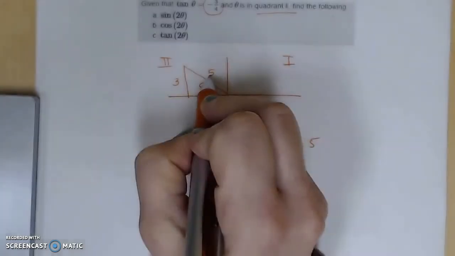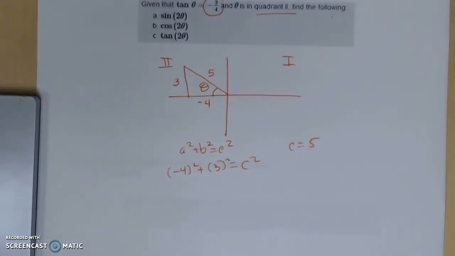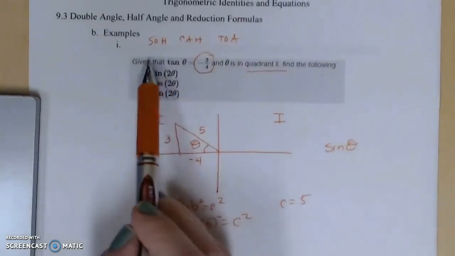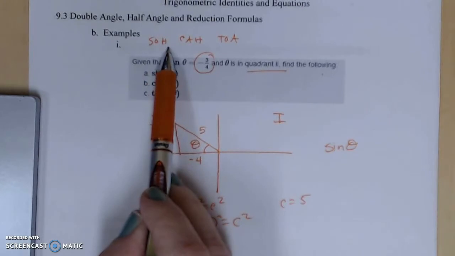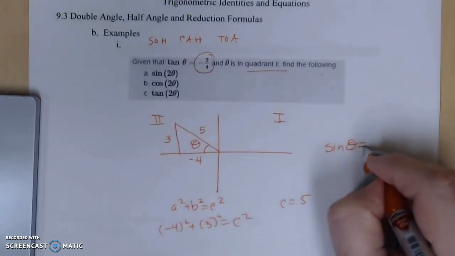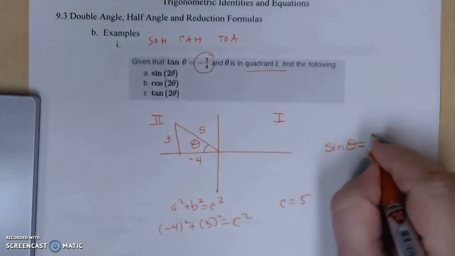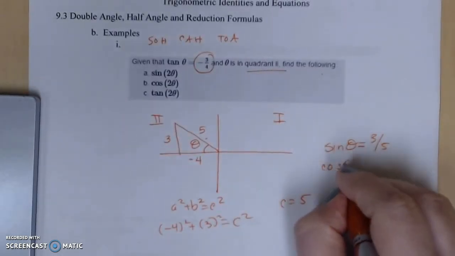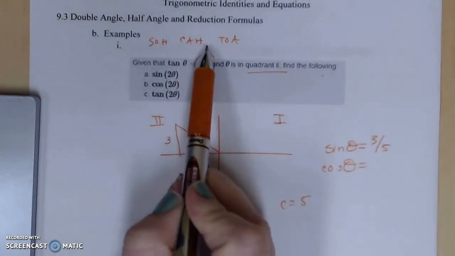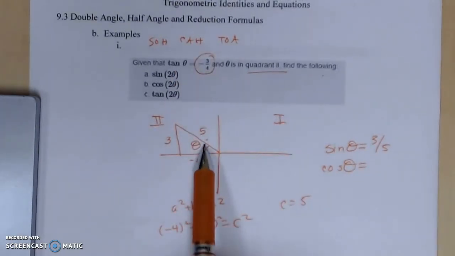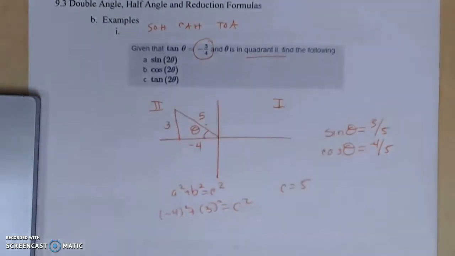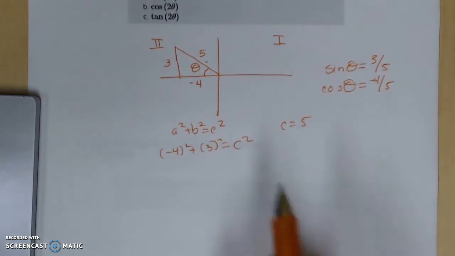And so now I've got all sides of my triangle. That being said, I know a little bit more information. Sine of theta, again, this goes back up to sine is equal to opposite over hypotenuse. This would be equal to my opposite, 3, over my hypotenuse, 5. And cosine of theta would be equal to my adjacent over hypotenuse, so -4 over 5. So I'm just trying to get all my building blocks before I start running through this problem.